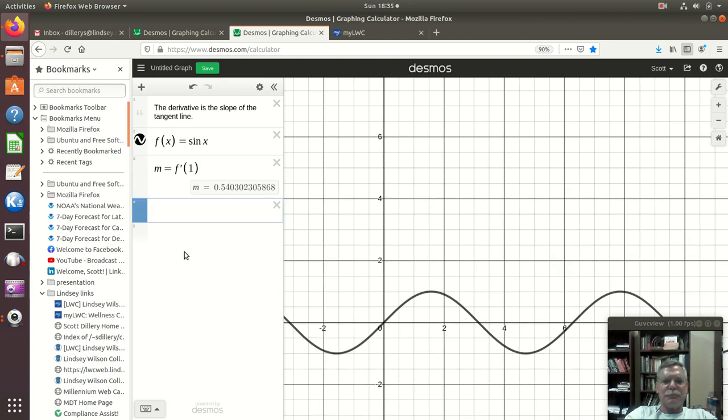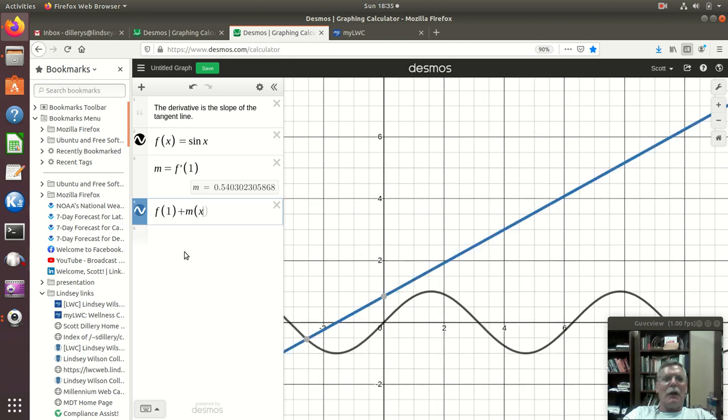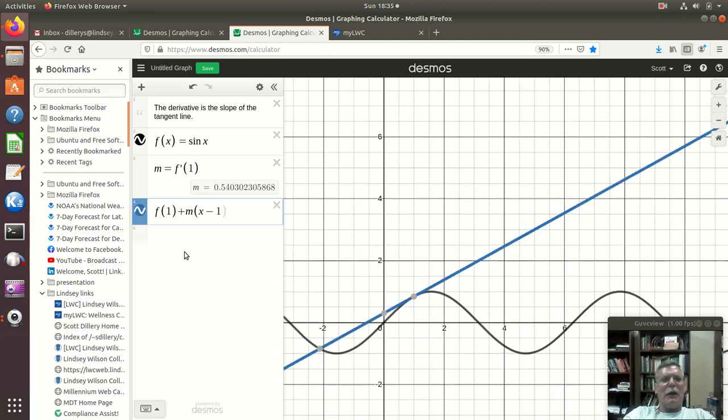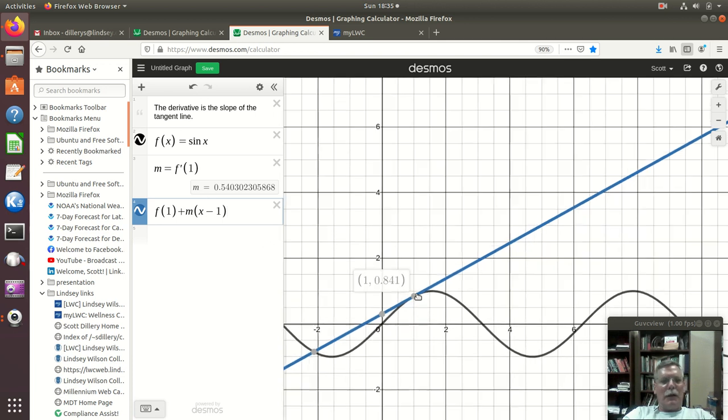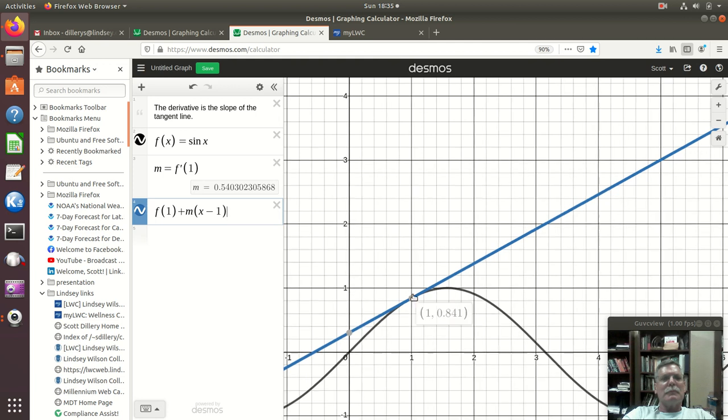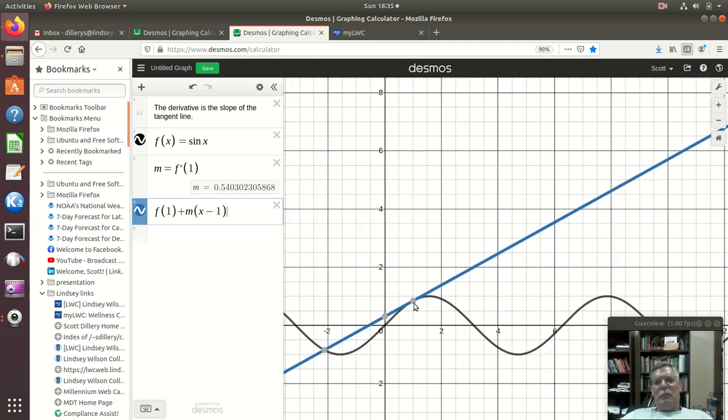And then I'll make my tangent line. I'm not going to do a y equals or anything like that. I'll just do the slope in the function. So I'll take f of 1 plus m that I calculated up there times x minus 1. And there you see at 1, this is the tangent line. I zoom in. Yeah, I think everybody would agree that's the tangent line.